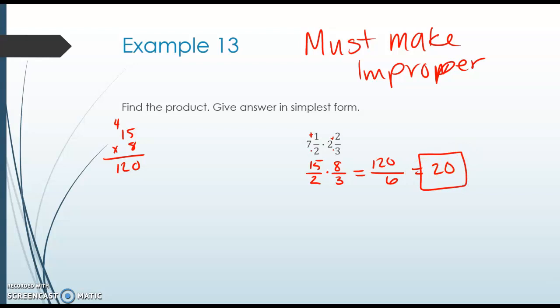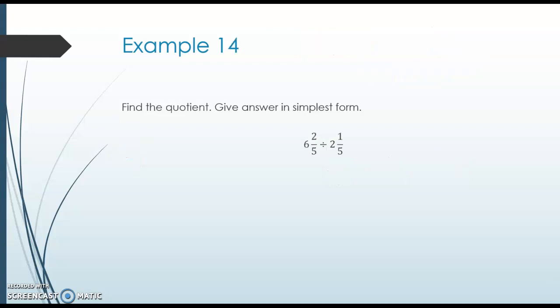Again, though, when we're multiplying, we have to make them improper. So the same thing when we are dividing. And just remember, quotient means to divide. I think some of us saw that on our pretest and went, but quotient is our answer for dividing. Again, we must make improper.